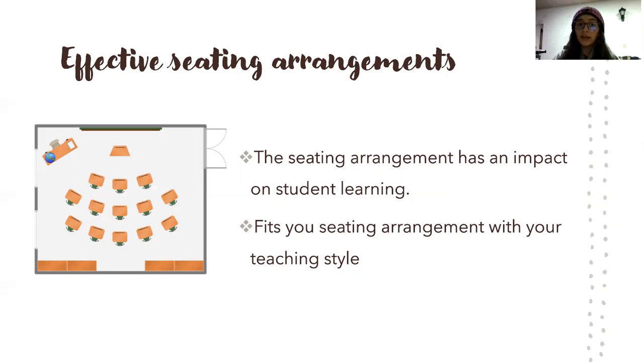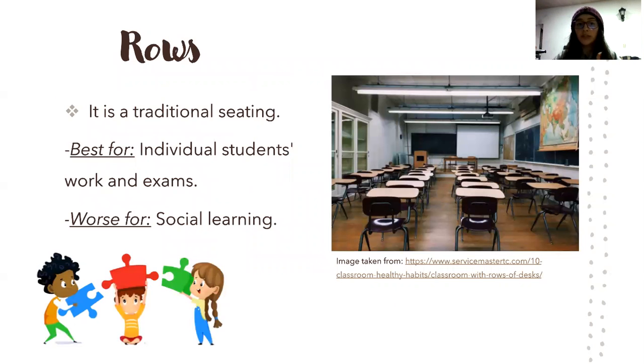And as Viviana told us, there are different kinds of seating arrangement, but here we're going to talk about three. The first one is rows, that as you know is the traditional seating, right? And this has a positive thing, that is that the students are going to be focused in their work, their exams, or the things that they have to do. But the negative part is that the social learning is not being done here, right?